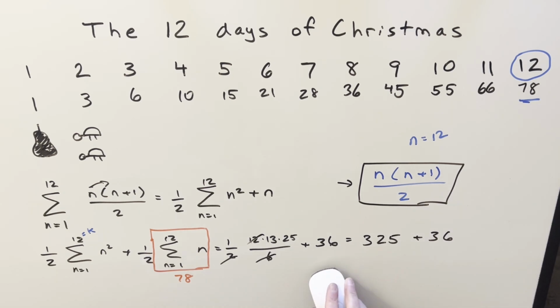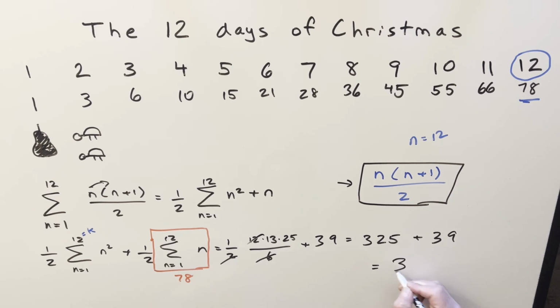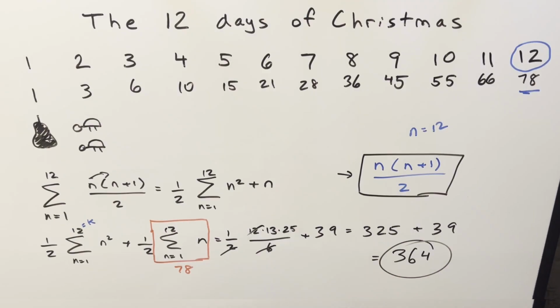And of course, I made a dumb mistake. 1/2 times 78 is actually 39, so let me fix that. And then adding 325 plus 39 for my final solution of this, we just get 364. Okay, so there you have it.